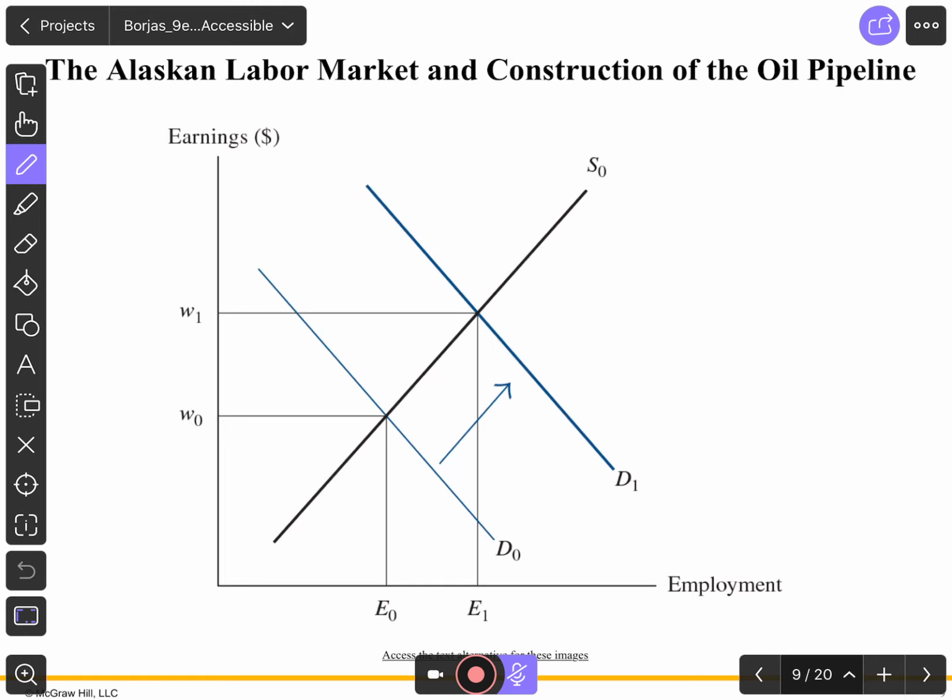Also, we can see shifts in the demand and shifts in the supply, but let's stop here and I'll continue in the next video.